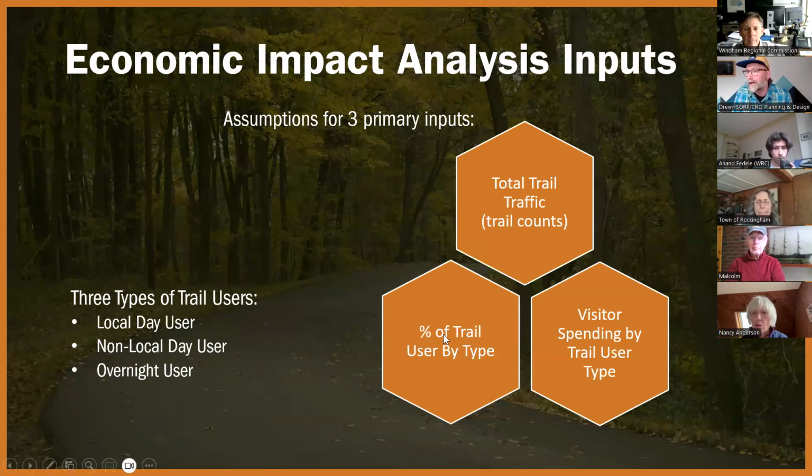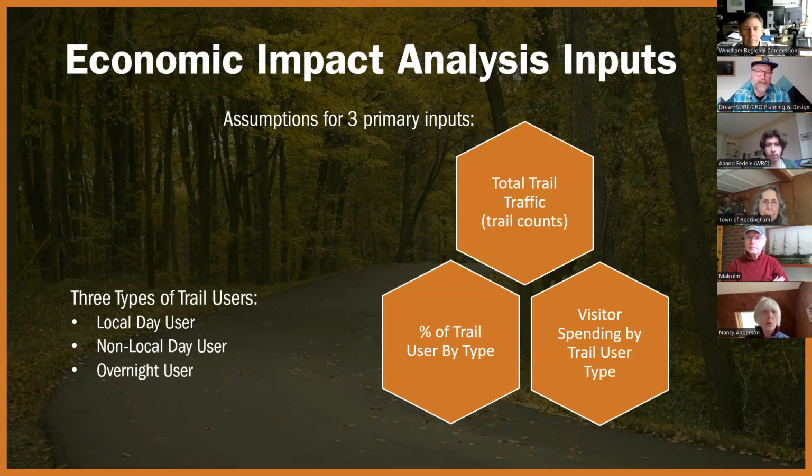Then we need an estimate for the type of trail user. This is really important because a local day user is going to spend a lot less money than someone who's coming and staying overnight. The local day user is about $13. That includes maybe something at the country store. It can involve a beer or a sandwich. Maybe you're not doing that every time, so it averages out to that. For my kids, it's definitely ice cream. If we're going out for a hike or a bike ride, we're definitely getting ice cream at the end. And so that's where my $13 is going. But that's the local day user.